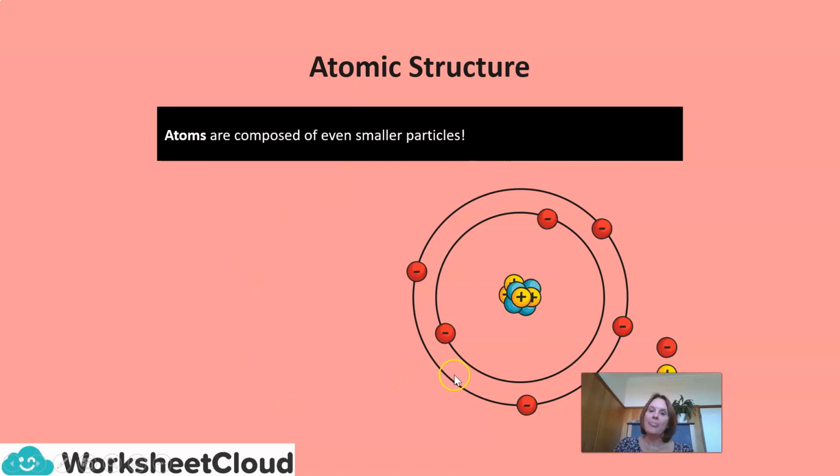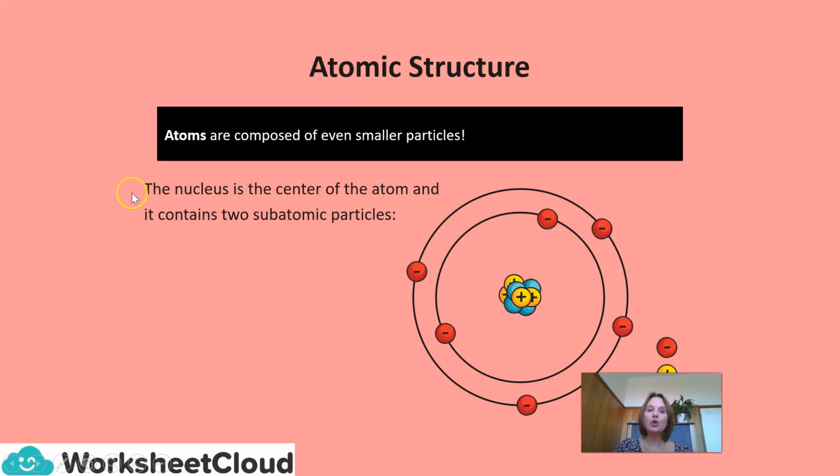Okay, now in grade 6 you did electricity, and you would have learned about the atomic structure and how the atom is made up with its protons, its neutrons, and its electrons. Now, just to recap and go back so that you can go forward with the periodic table, I've given you a little bit of a recap on the atomic structure. So, atoms are composed of even smaller particles, and if you look over here, you are going to see the nucleus over here is the center of the atom, and it contains 2 what we call subatomic particles.